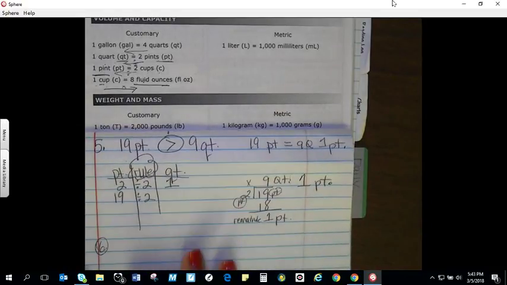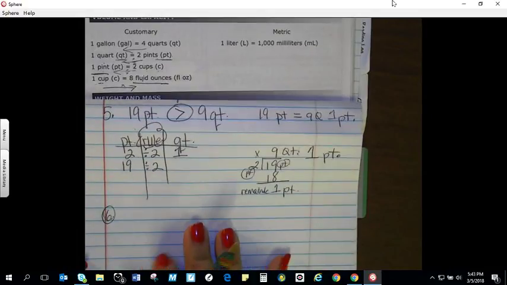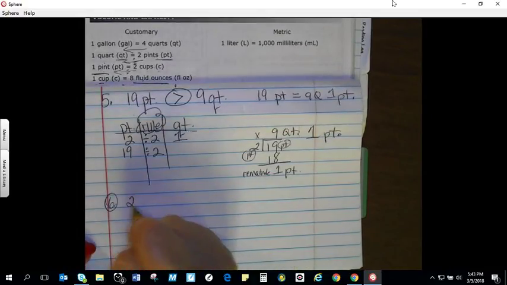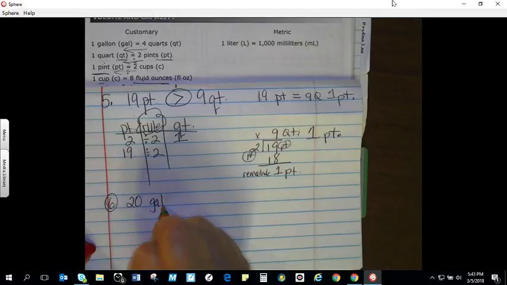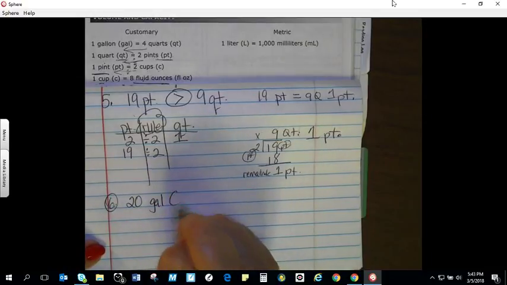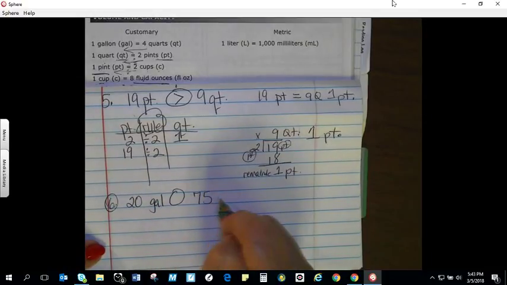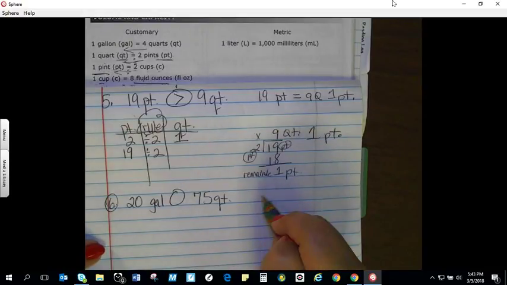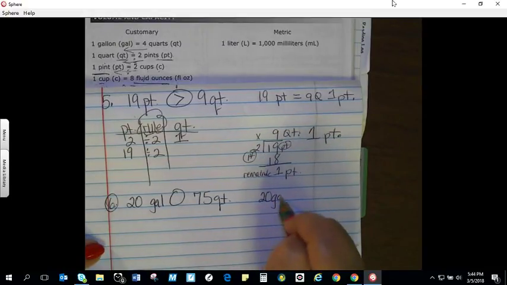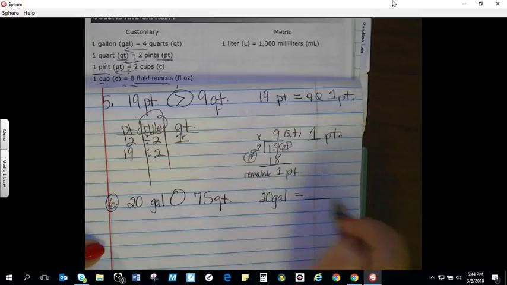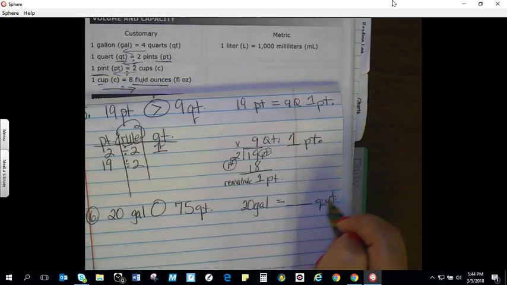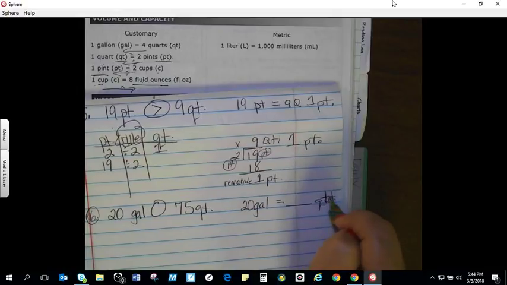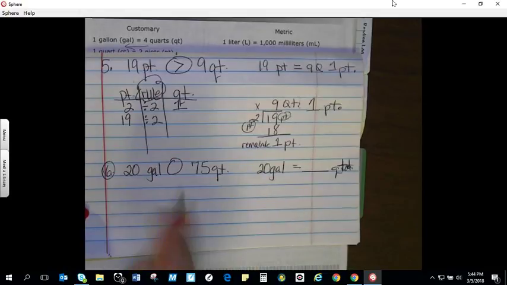And problem number 6 reads 20 gallons and 75 quarts. Okay, so 20 gallons is going to be equal to how many quarts? Oops, I put a QU. I meant to put a QT. All right. Again, I'm going to do my rule. So I have for every 1 gallon, it's 4 quarts.